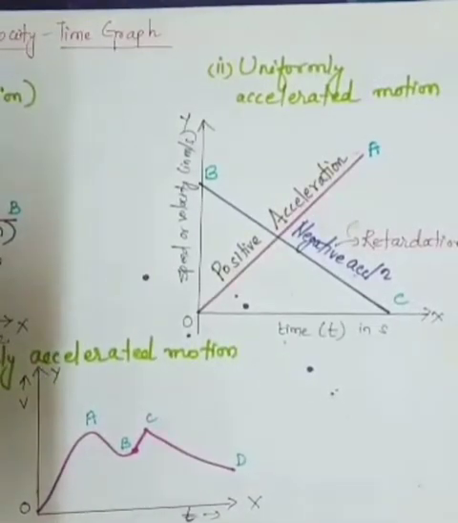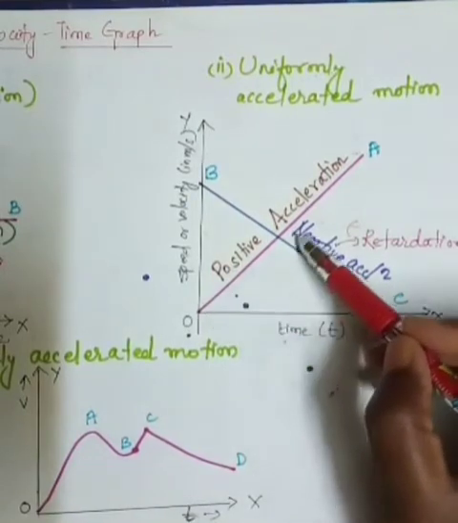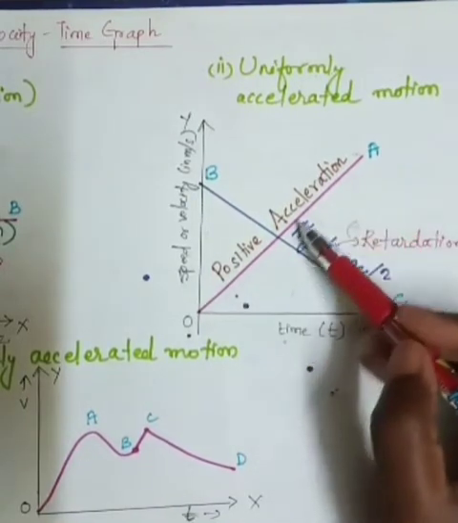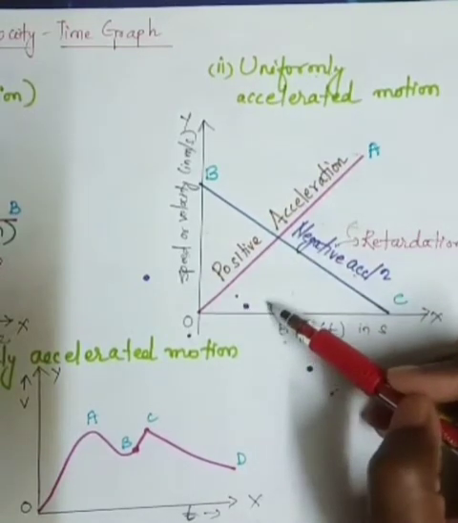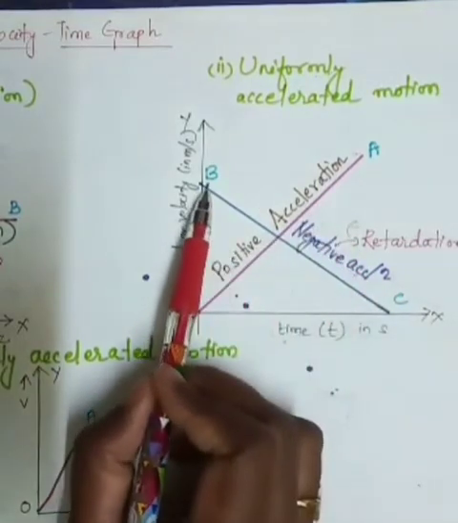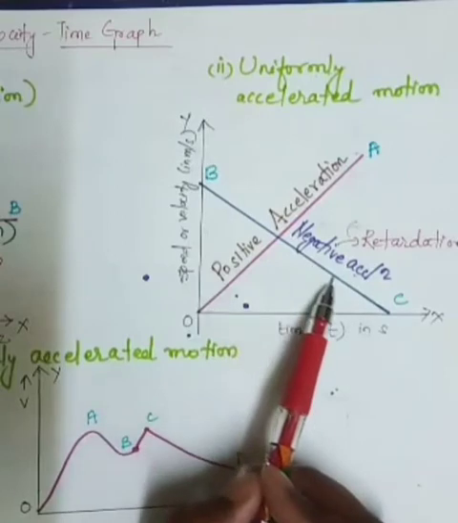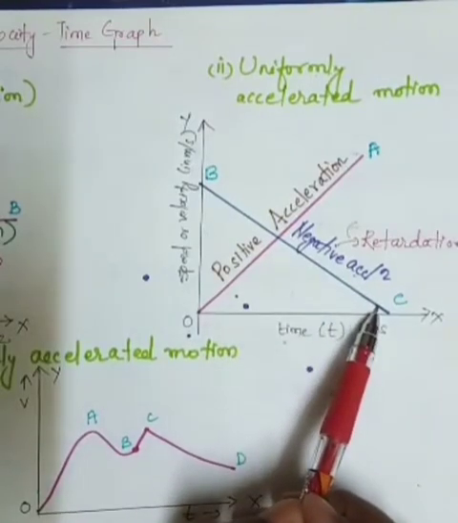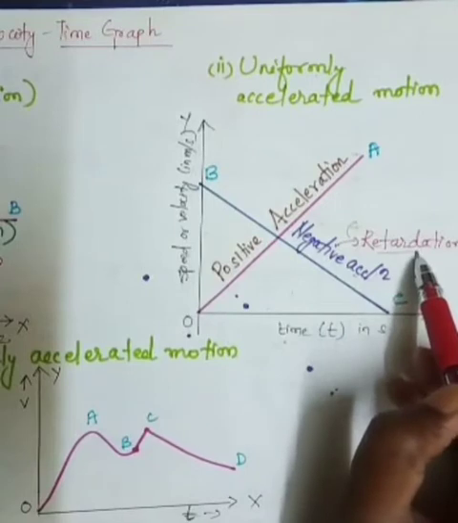Now the second case. The second case is uniformly accelerated motion. In this case, the graph will be a straight line, that is along OA. This shows that the velocity is increasing with the time, that is the acceleration is positive. And if we see the BC, that means that the velocity is decreasing with the time. This is called the negative acceleration, and the other name of the negative acceleration is retardation.